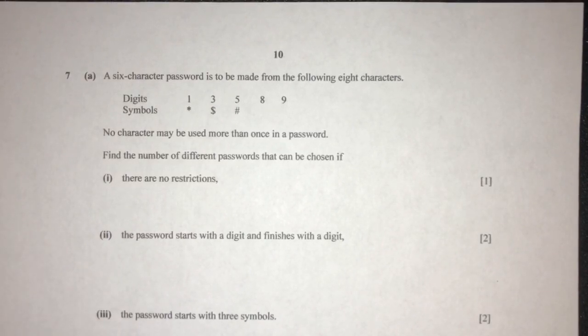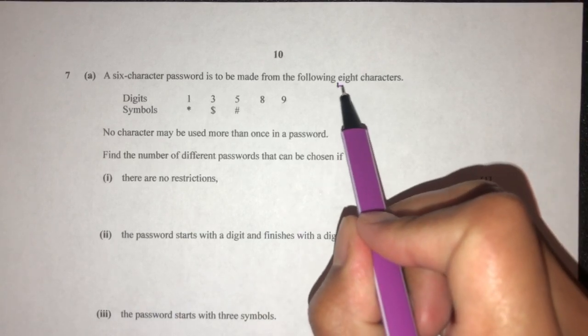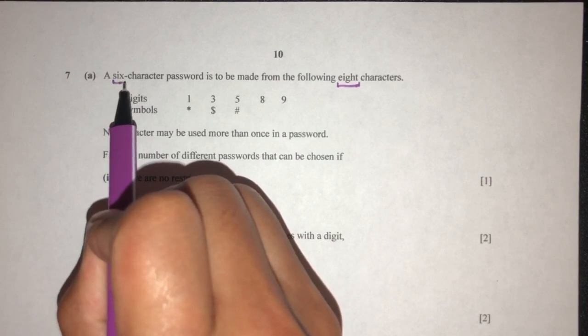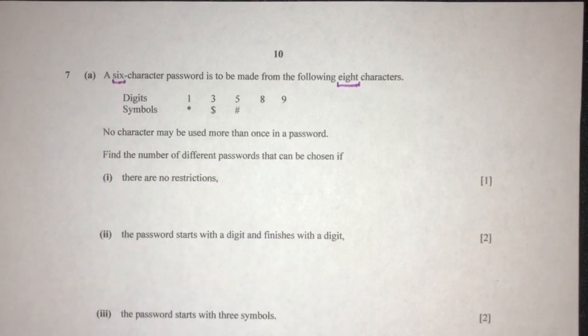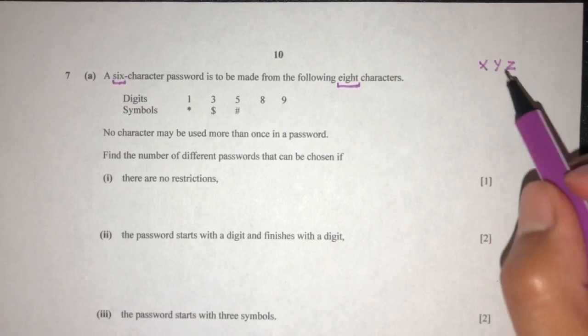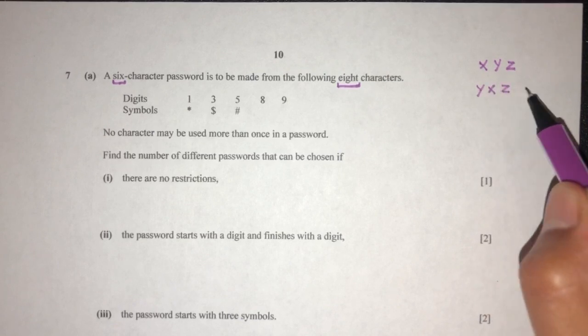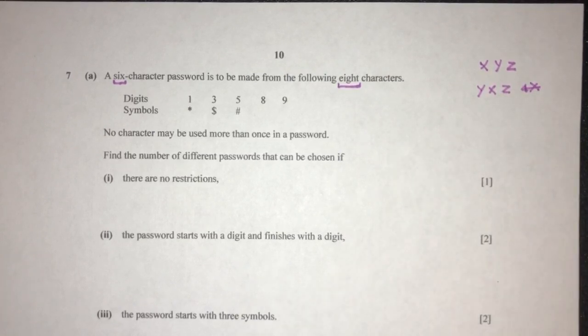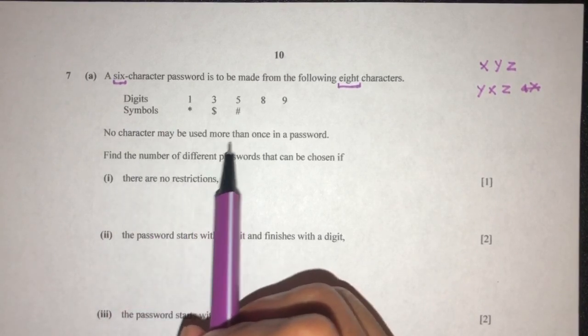So here we have a 6-character password. This is to be made from the following 8 characters. So we have 8 characters to choose from, and we need a 6-character password. Now, we have to understand, is this a combination question or a permutation question? So if you think about it, let's say my password is XYZ, for example. Now, if I enter YXZ, it would not work because the order does matter for a password. Because of that, it will be a permutation question. Whenever order matters, it will be a permutation question. Now, no character may be used more than once, so no repetition.